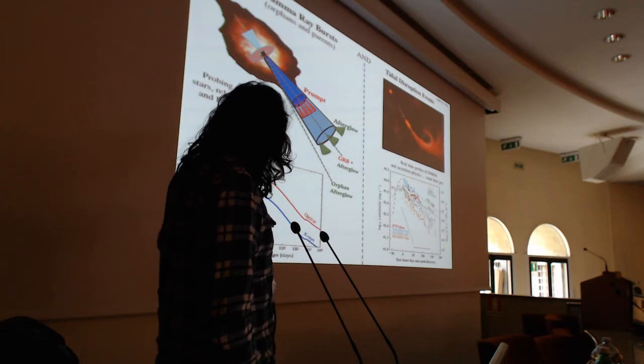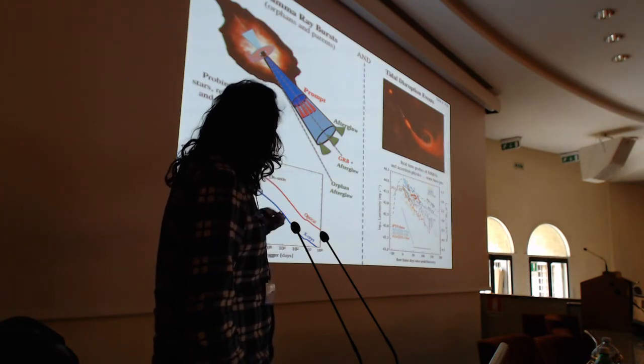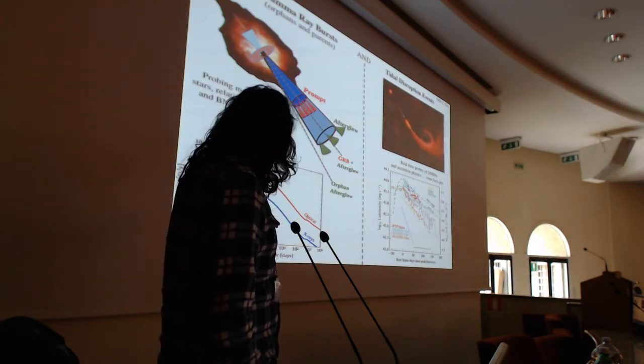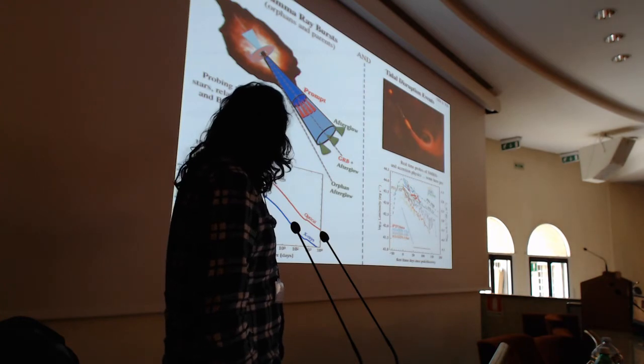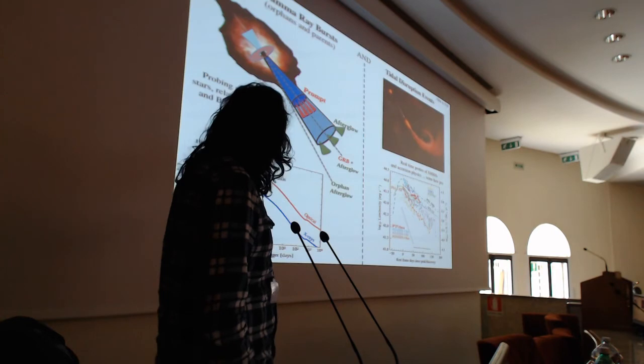In the X-rays, you can see the prompt emission and then a decaying part, which corresponds to the afterglow. In the optical, usually you don't see the prompt, but you can see, several minutes or hours after the prompt, a peak, which corresponds to the onset of the deceleration, and then the decaying part.